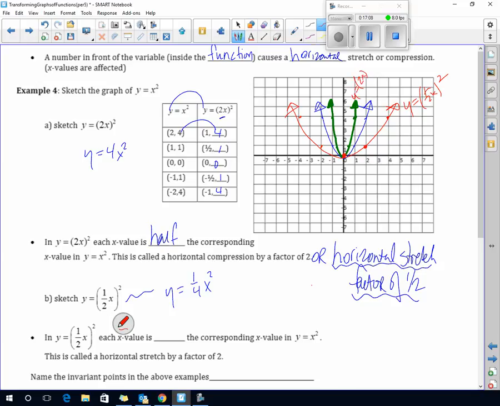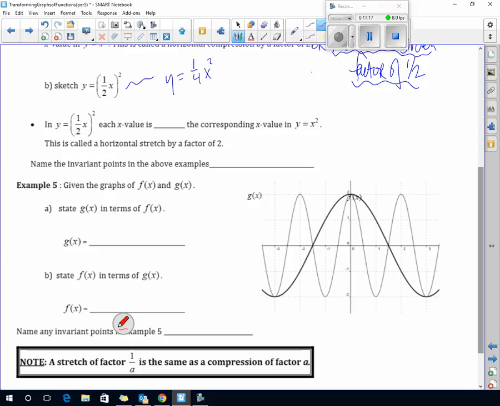In y equals 1/2 x the whole thing squared, each x value is double the corresponding x value in y equals x squared. This is called a horizontal stretch factor of 2. Name the invariant points for the above examples. The only one would be 0, 0, because 0 and a multiplier would always be 0.